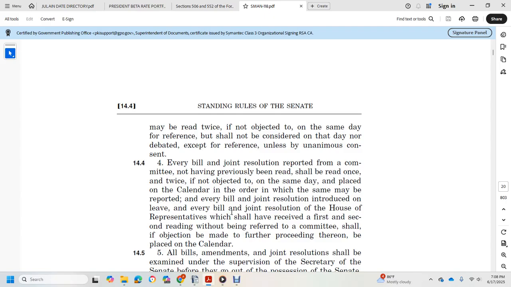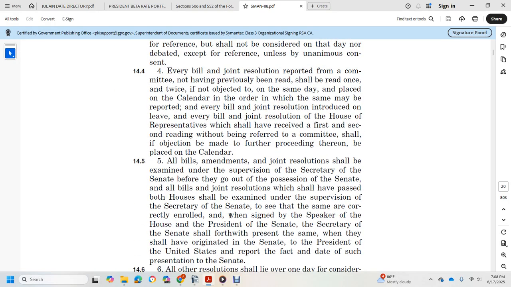Every bill and joint resolution introduced on leave, and every bill and joint resolution from the House of Representatives, having received first and second reading without being referred to a committee shall, if objection be made, have further proceedings thereon placed on the calendar. All bills, amendments, and joint resolutions shall be examined under the supervision of the Secretary of the Senate before they go out of the possession of the Senate, and all bills and joint resolutions which shall have passed both Houses shall be examined under the supervision of the Secretary of the Senate to see if they are correctly enrolled. When signed by the Speaker of the House and the President of the Senate, the Secretary of the Senate shall forthwith present the same, when they shall have originated in the Senate, to the President of the United States, and report the fact and date of such presentation to the Senate.